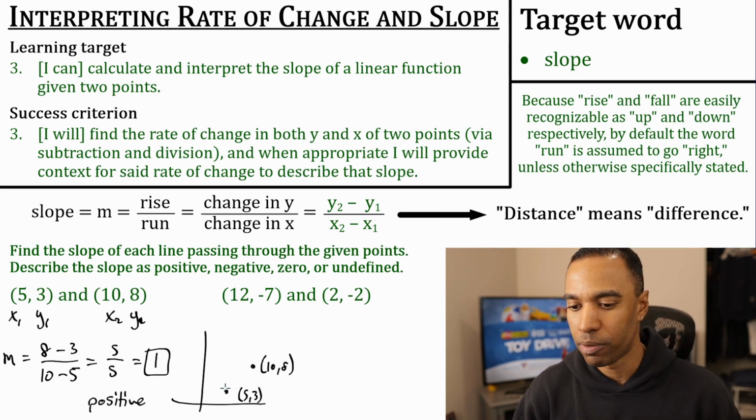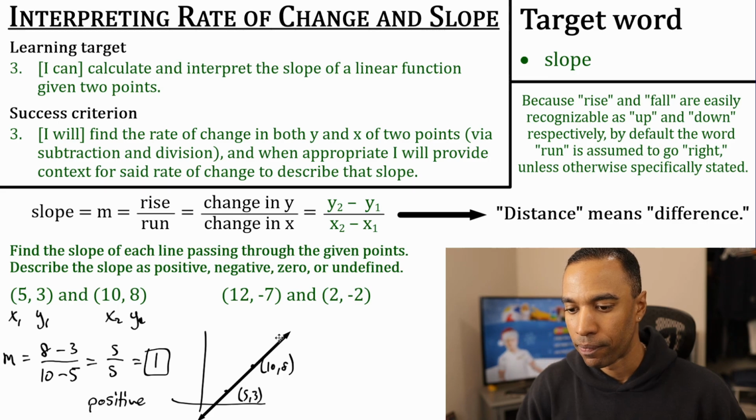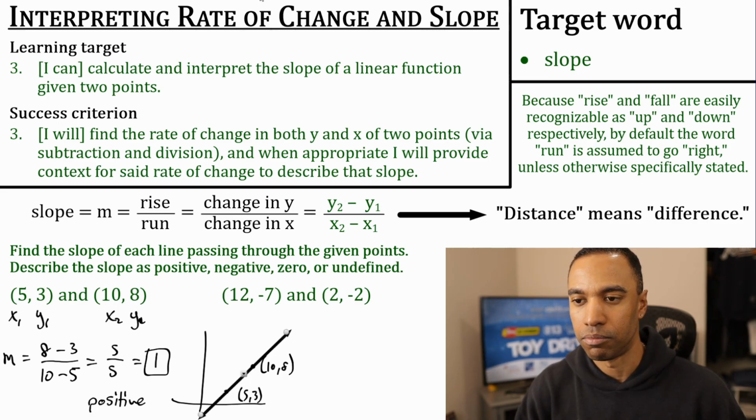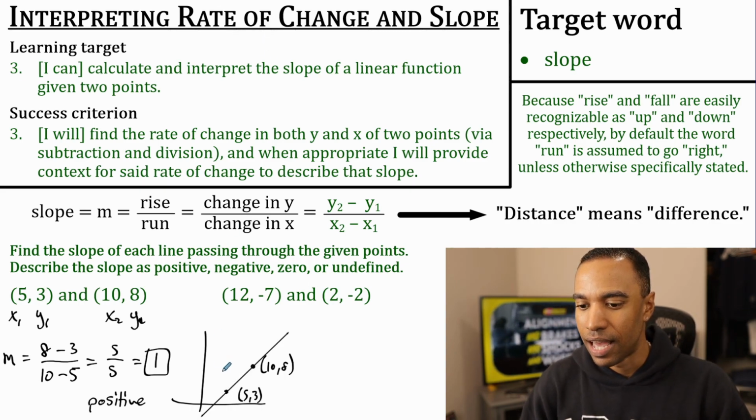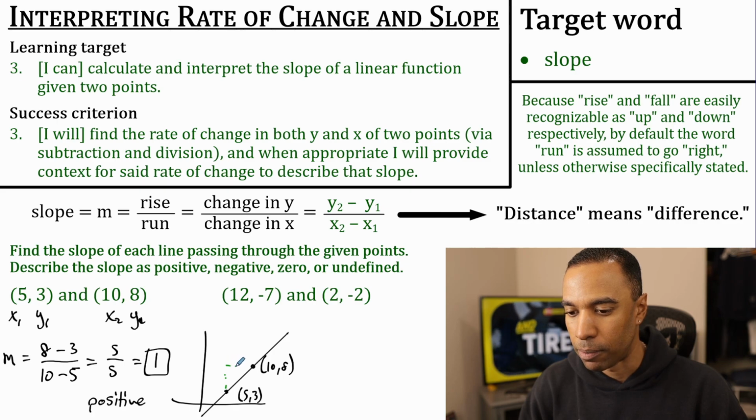I need to find the slope of this line now. 5, 3, that's a little fat for me. I need to find the slope of this line between 5, 3 and 10, 8. And again, I'm doing a little too particular here. Next time I'll do it really fast. How do I do that? I got to say, how much did I rise? How much did I run?